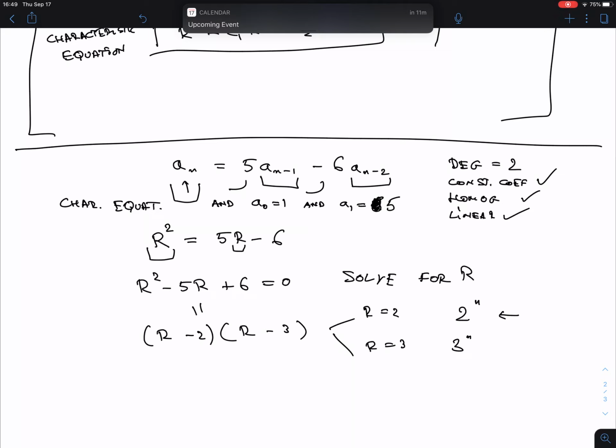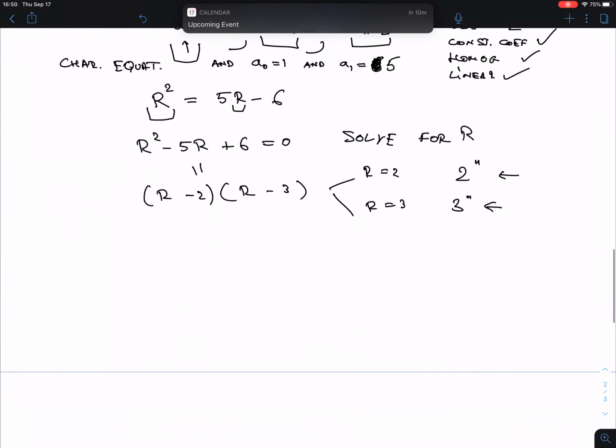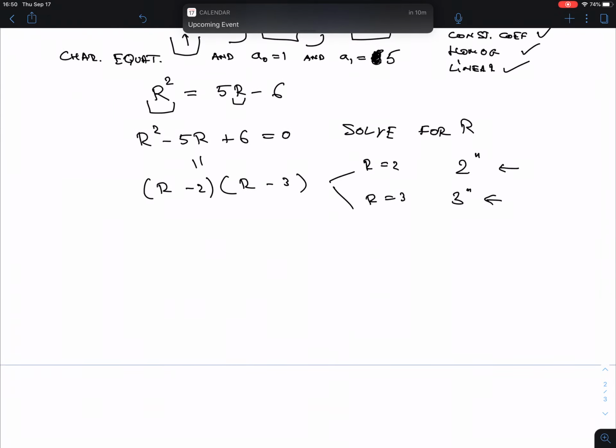And the same is true for 3 to the n. If n is 0, I get 1, so it satisfies the first initial condition, but it doesn't satisfy the second. That's a bit of a problem. So how do I find the correct general solution?